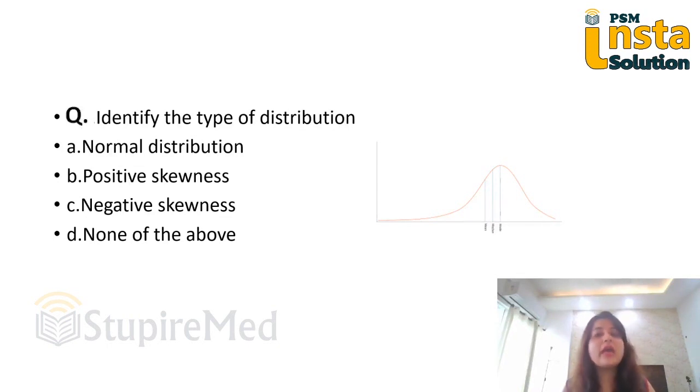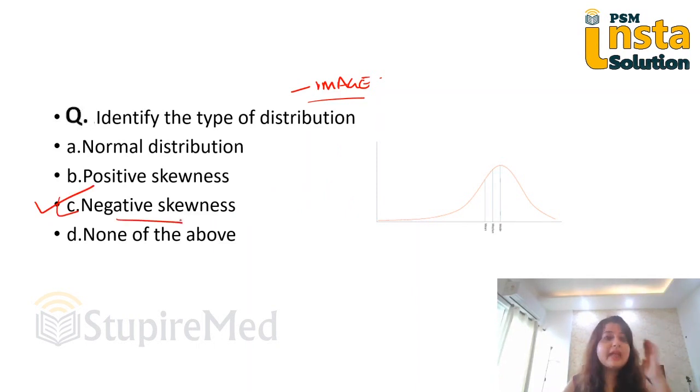This time I thought I will talk about biostatistics. Now look at this image. This is also an image-based question. What is this type of distribution indicating? Is it normal distribution, positive skewness, negative skewness, or none of the above? Please remember the correct answer to this is negative skewness. But how did we arrive at it? Let us look at it.